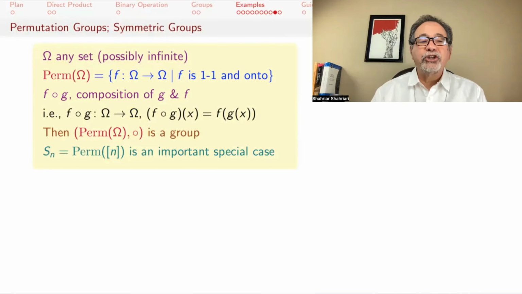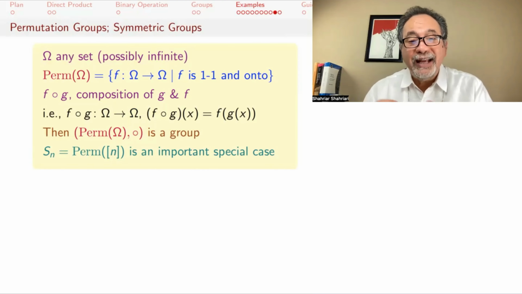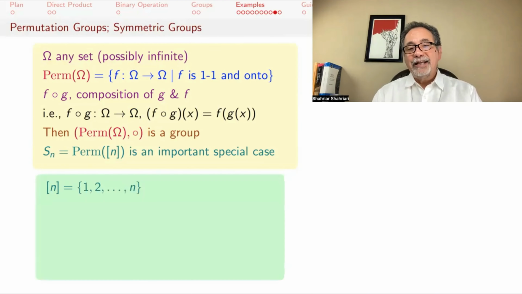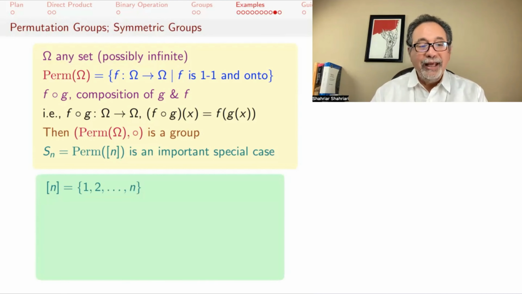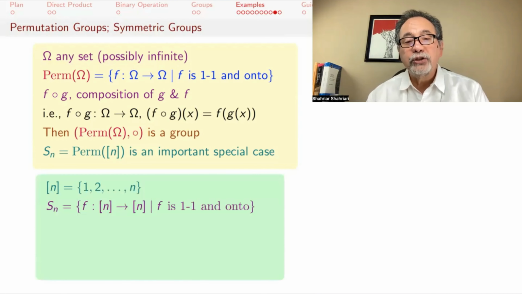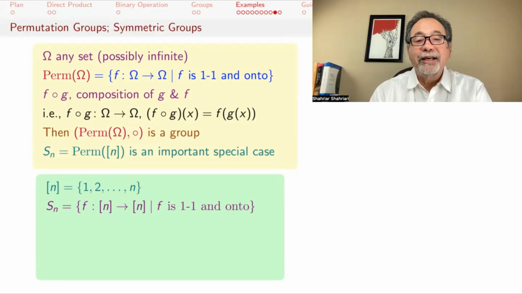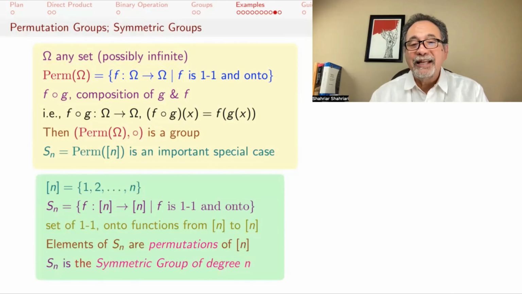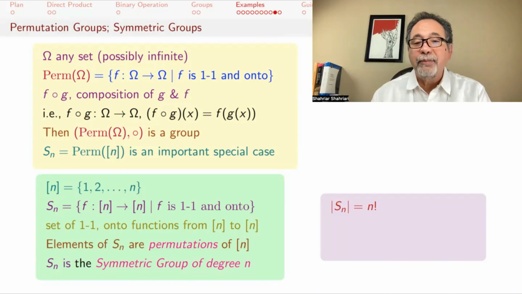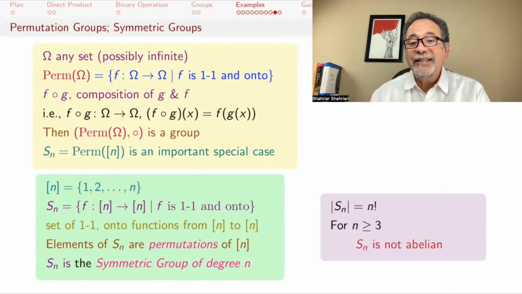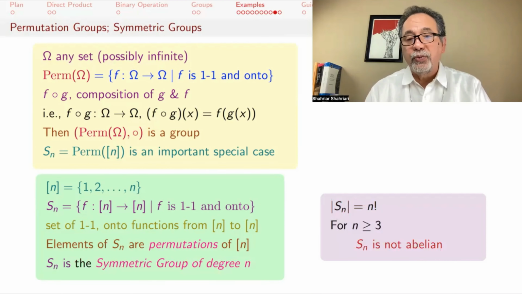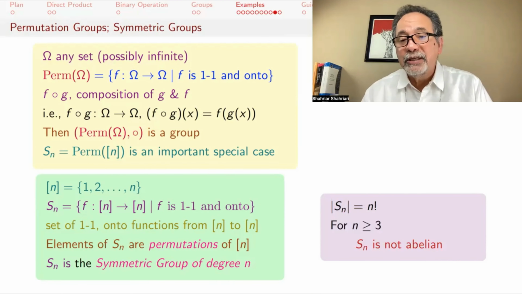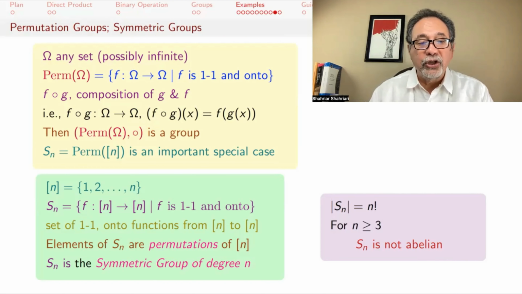Finding permutations of, or one-to-one onto functions from, a finite set to itself is an important case. Bracket n stands for the set with n elements, 1 through n, and Sn is the set of one-to-one onto functions from this set with n elements to itself. It's an example of Perm(Omega), because here Omega is this set bracket n. Elements of Sn are permutations of these n things, and Sn is called the symmetric group of degree n. We have seen in the videos on the symmetric group that the number of elements of this group is n factorial, and this group is not abelian for n greater than or equal to 3. So S3, for example, has 6 elements, S4 has 24 elements, and so forth, and they're not abelian.